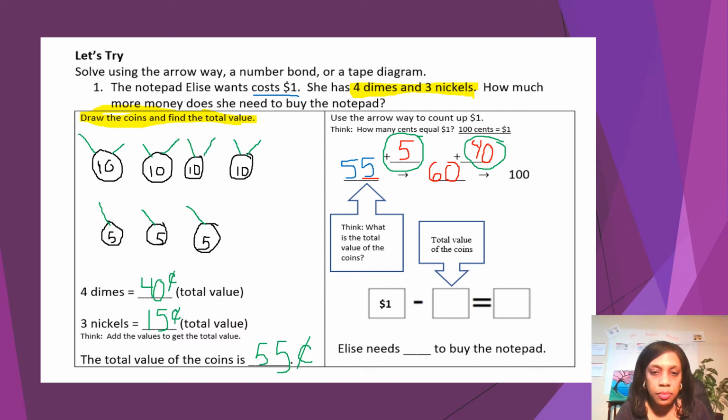So, I had $1. The total amount that Elise already had was 55 cents. I know that she needs 45 cents in order for her to purchase that notebook. So Elise needs 45 cents to buy the notebook. Now let's go on to the second problem.